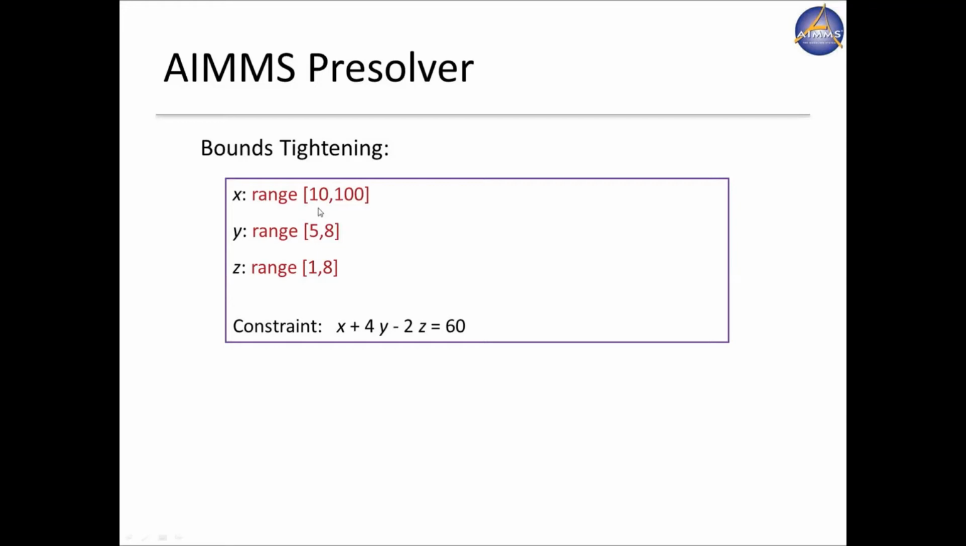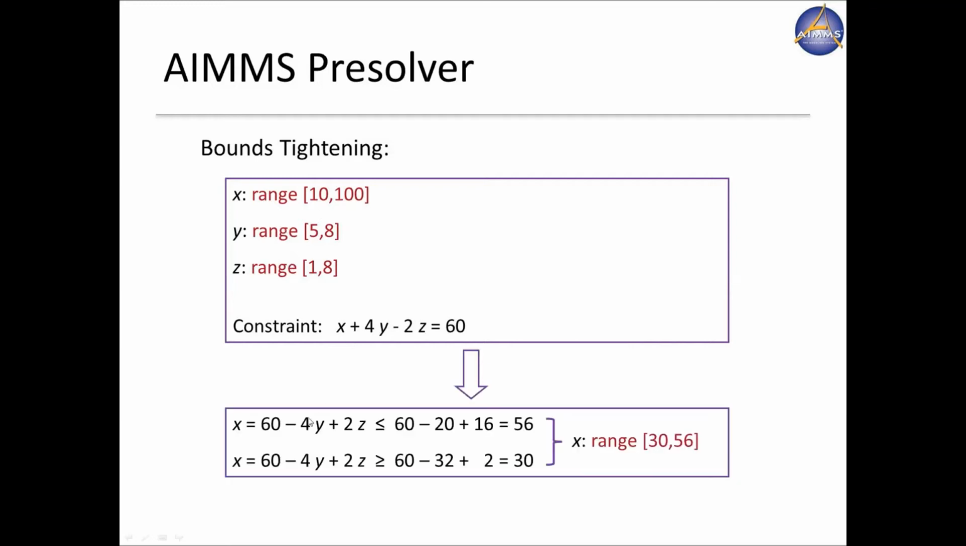So we have a variable x with a range 10 to 100. We have a variable y with a range 5 to 8 and a variable z with a range 1 to 8. And assume we have this constraint, so x plus 4y minus 2z is equal to 60. Now by using the bounds of y and z, we can deduce new bounds for x, and it goes as follows.